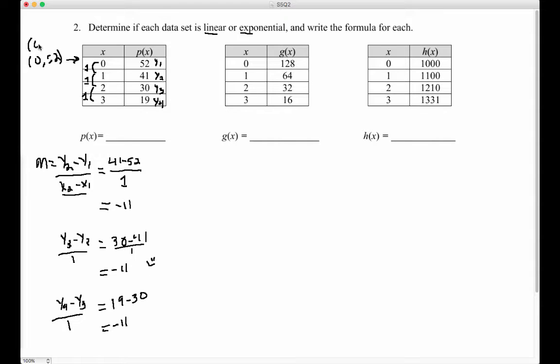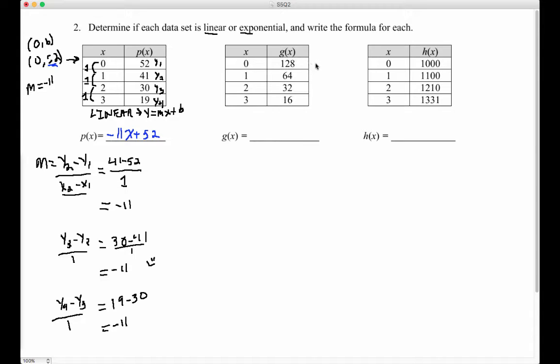So now we know two things. We know the ordered pair 0, b, and we also know what m is equal to. So with those two pieces of information, we can write the equation. We know that this is going to be linear. Linear tells us y equals mx plus b. And so our final p of x here is going to be negative 11x, and then our b value right here was 52, so that's going to be plus 52. Cool. All right, let's go on to the next one.